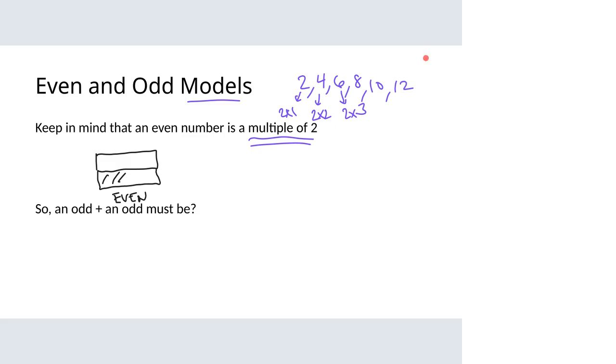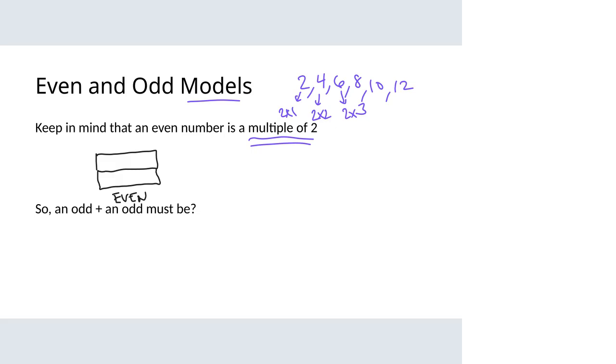I have a question. How would I write an odd number? If I know an even number is 2 times something, how would I write an odd number? What do I need to do to make it an odd number? And this is not an easy question. If nobody comes up with it, that's totally fine.